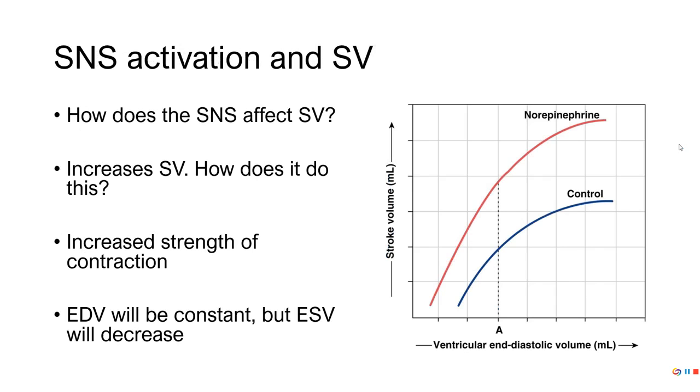But I want to focus real quick on the sympathetic nervous system. What does the sympathetic nervous system do? Well, it increases heart rate, but it also increases stroke volume by increasing the contraction strength.